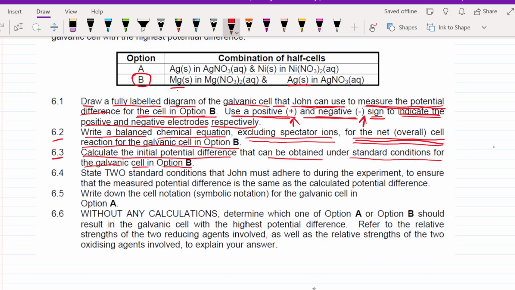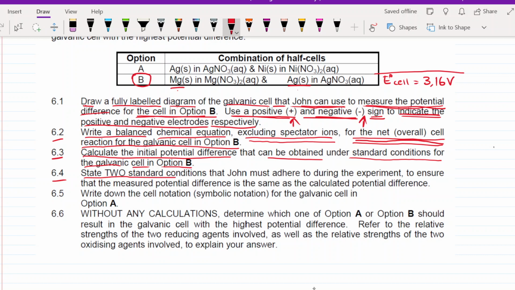So I'm going to put it here for this one. The E cell of this one is 3.16 volts. We don't know the one for option A. We know the one for option B. So we are going to 6.4 now.